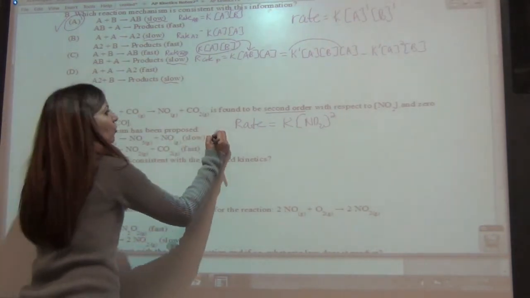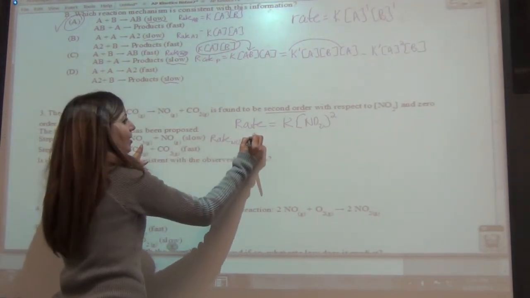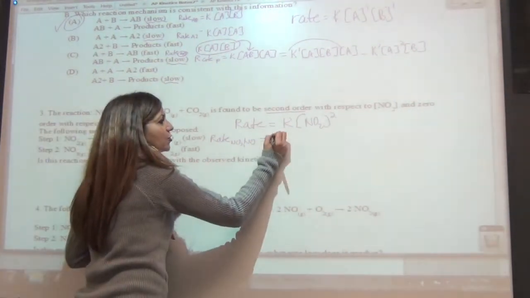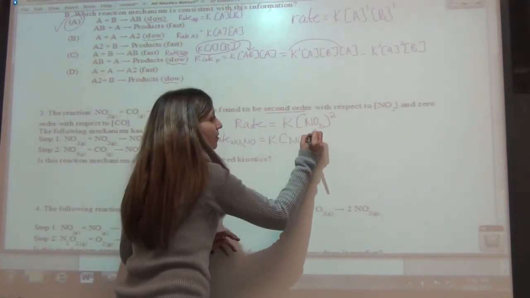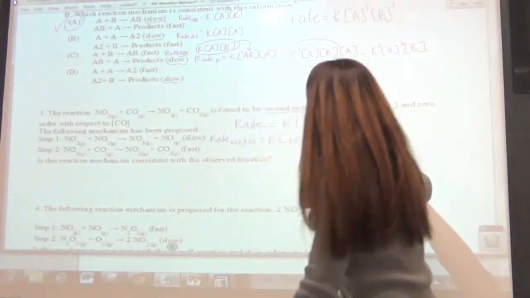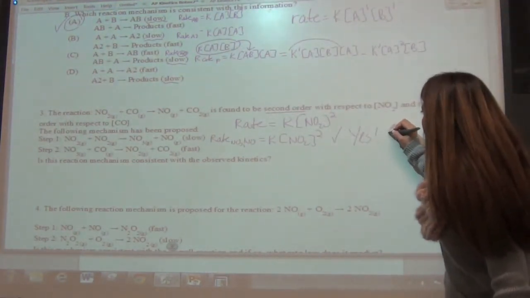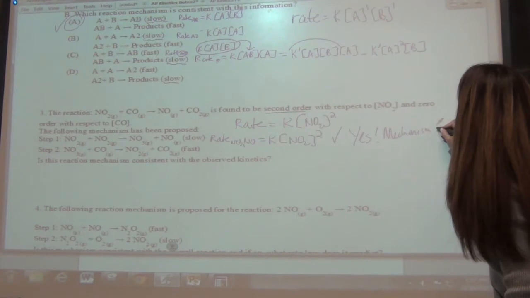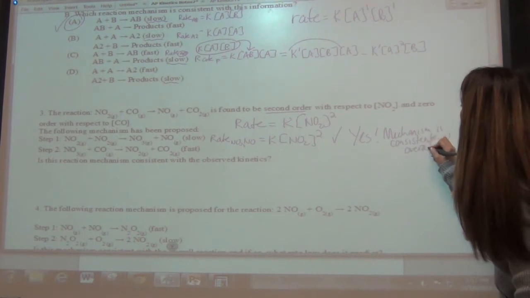So in this case here, what would my rate be equal to? Well, my rate of production of NO3 and NO, I did comma NO. So the rate of production of these two is equal to K times what? NO2 times NO2, which means it's NO2 squared. Is it consistent with my rate law that's written here? Check. Yes. The overall mechanism is consistent with the overall rate law.